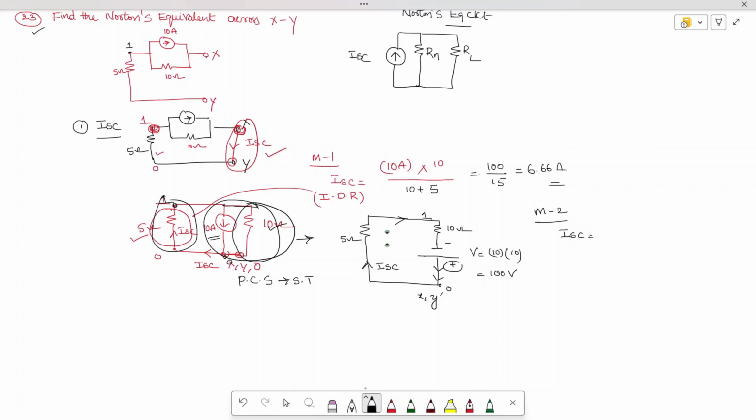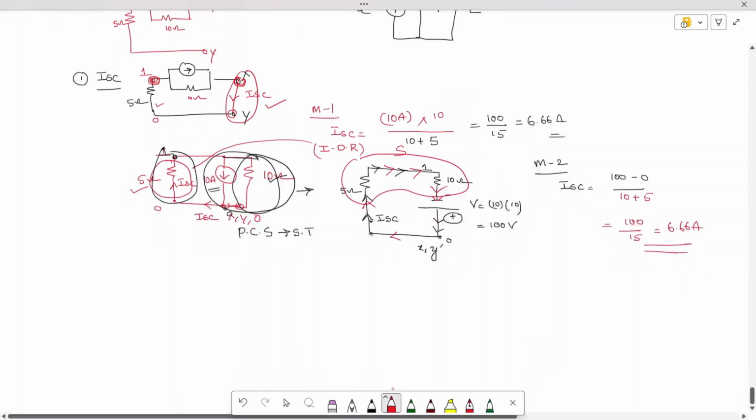What is the leaving polarity of the voltage? 100 volts minus 0, divided by the resistance through which the current is flowing. The current ISC flows in 5, and the same current also flows in 10. So these two are connected in series, divided by 10 plus 5, which is 100 divided by 15, and you are going to get 6.66 amperes of current. That is the procedure of solving.